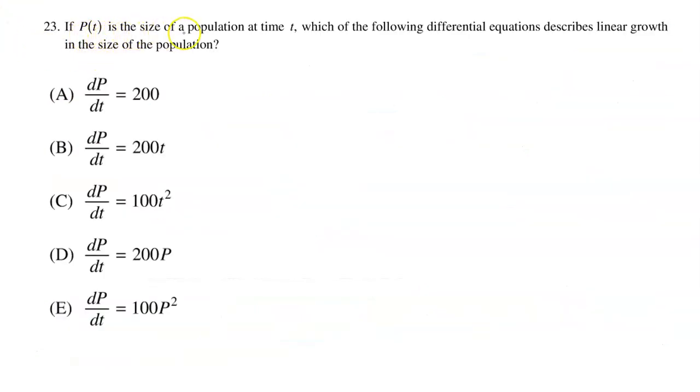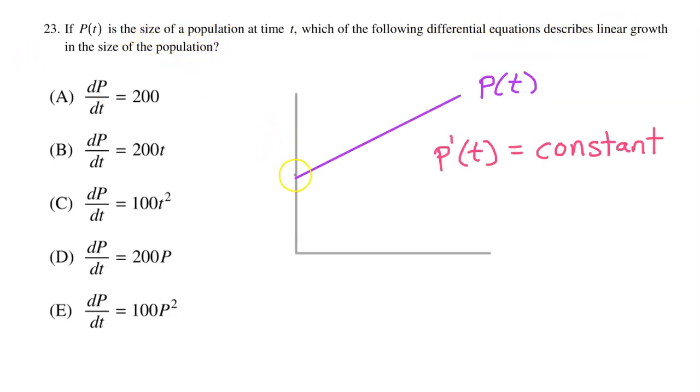If P of t is the size of a population at time t, which of the following differential equations describes the linear growth in size of the population? If the growth of the population is linear, then the derivative of this curve, which will be the slope, is constant. So the answer is A, because this is the only equation which shows a constant rate of change.